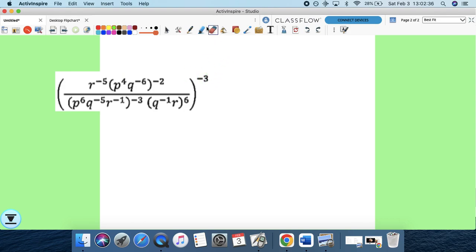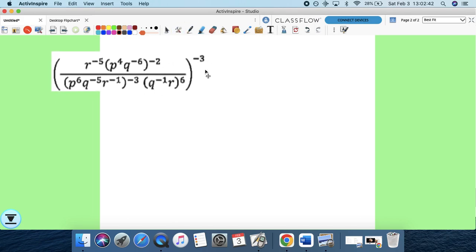So trying to figure out which one. So let's do it this way. I think that's not going to confuse anyone. So what I'm going to do is simplify things inside the parentheses. So I'm going to leave that -3 here. So let me take care. So r to the -5th power, it's going to stay there for now.